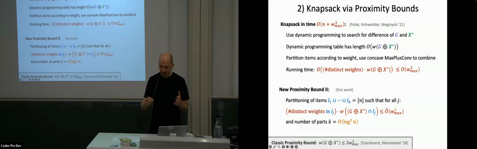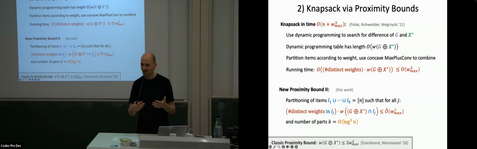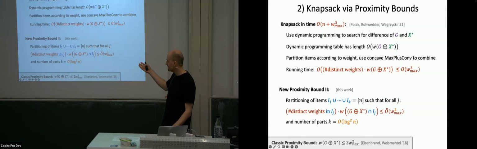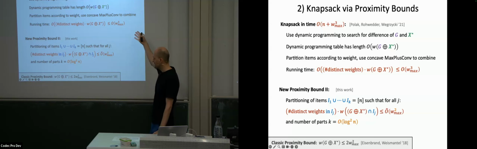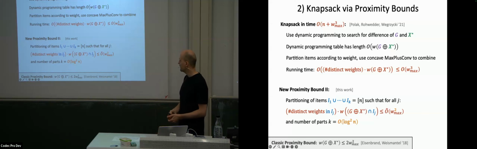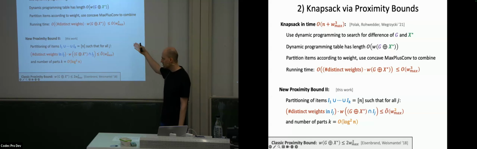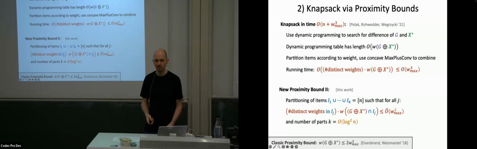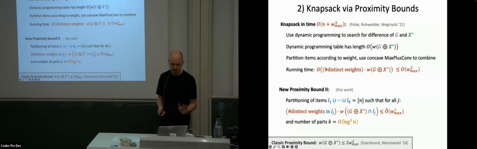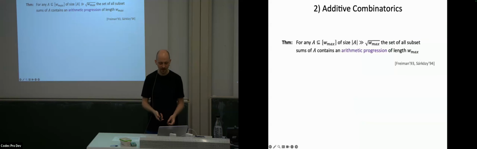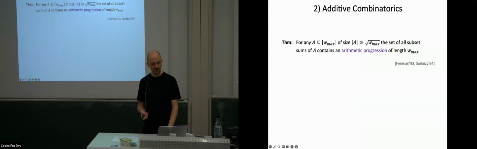Good. So now I explained to you naturally how this line of algorithms developed, why this proximity bound is useful in that it gives rise to a faster algorithm. Now all that is left is to actually prove this proximity bound. So let me give you a little bit of an overview of how to prove this type of proximity bound. And this builds on work in additive combinatorics.